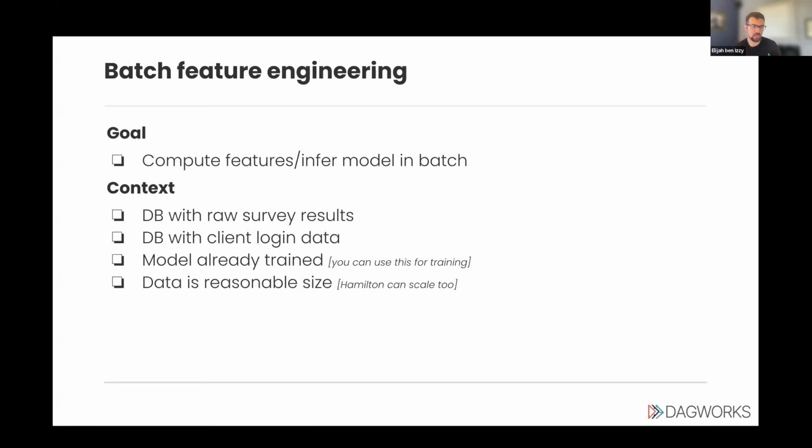And the context: we've got a database with raw survey results, and another database with client login data, so we can get that information. Say the model is already trained. Again, I said you can use this for training, but here we have a model object that we can access. And the data is of a reasonable size. That's just because I'm going to be using pandas, but Hamilton can work with any data frame library and has tools to help you scale up pandas even.